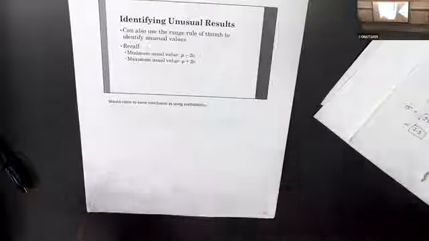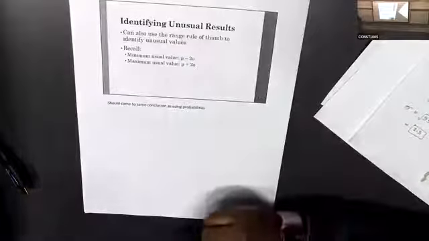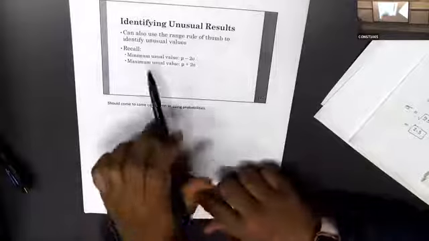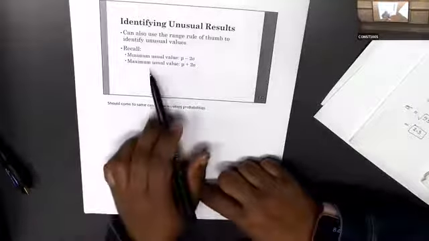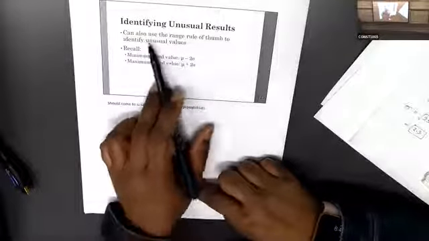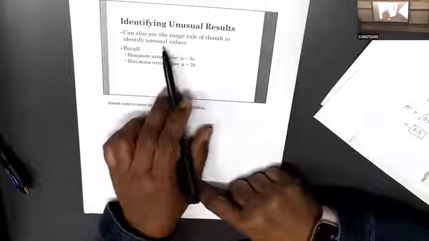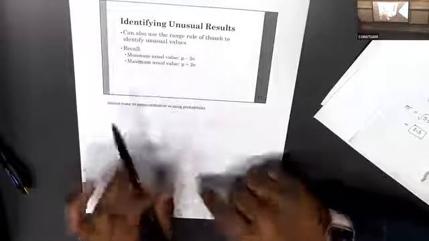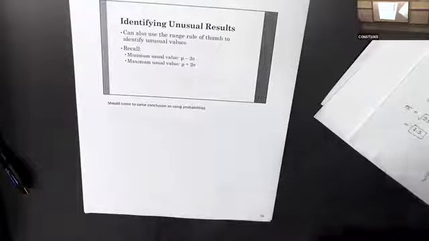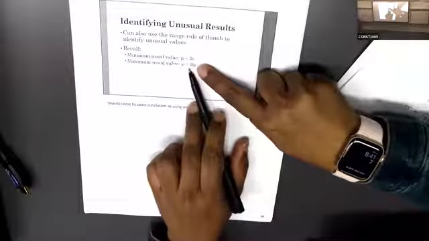Can you see another way? Actually, this is the one we did in the previous chapter. I cannot remember what the chapter name is. So if you want to identify some unusual result, again, we have this range rule of thumb to identify the unusual values. Recall, I told you if you want to find the boundary values, that means minimal usual and maximal usual. These are those boundary points.